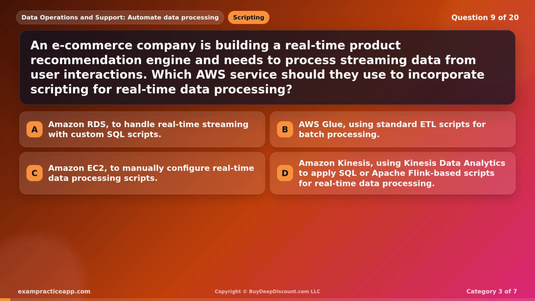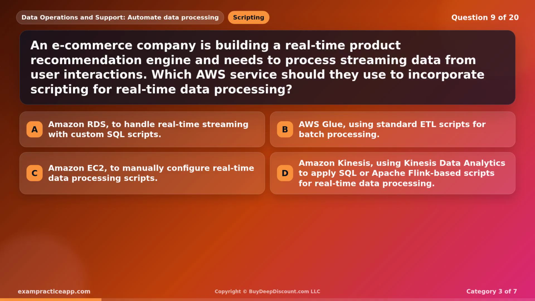Question 9. An e-commerce company is building a real-time product recommendation engine and needs to process streaming data from user interactions. Which AWS service should they use to incorporate scripting for real-time data processing?